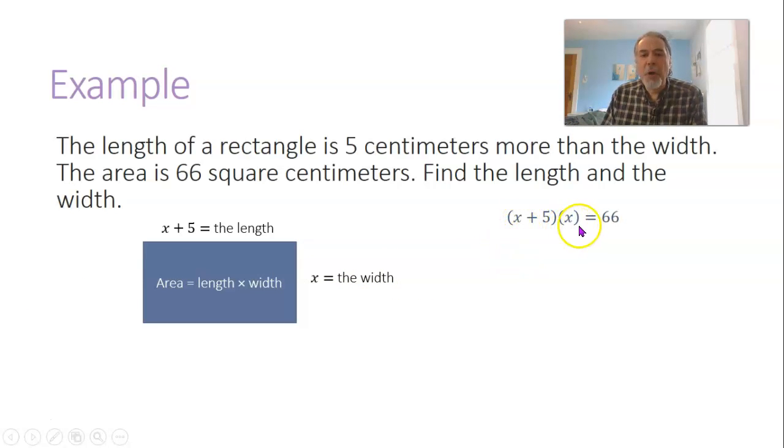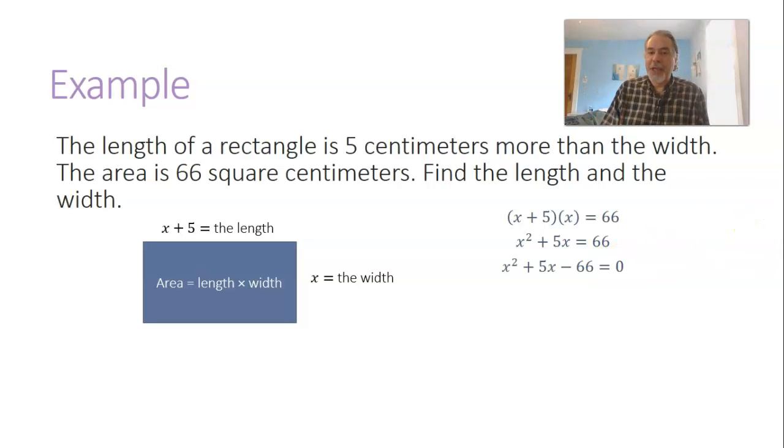Now I'm going to go ahead and multiply that out and get x times x, that is x squared, plus 5 times x equals 66. So there's our quadratic equation. It's got x squared in it. Now I want to get everything on one side equal to 0 on the other side. So I'm going to subtract 66 on both sides. That gives me x squared plus 5x minus 66 equals 0.